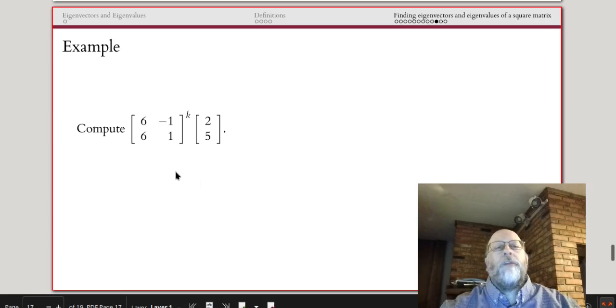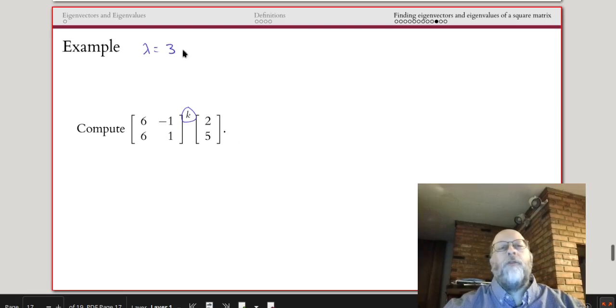The next question says to compute this matrix raised to the k power times 2, 5. So again, our previous information, lambda is 3 and lambda is 4. And my vectors are 1, 3 and 1, 2. So I want to come up with a combination of 1, 3 and 1, 2 that adds up to 2, 5.